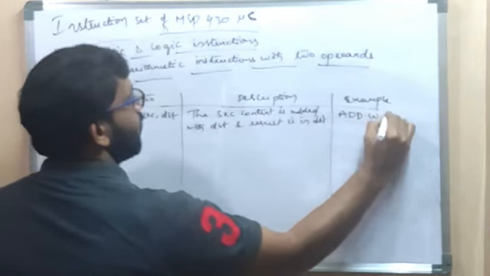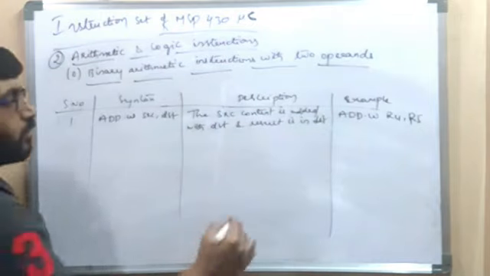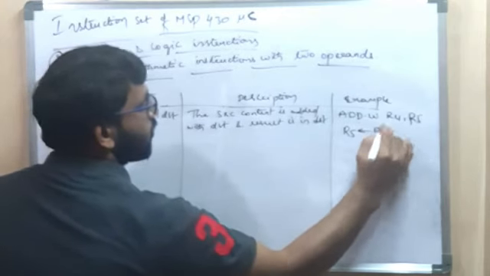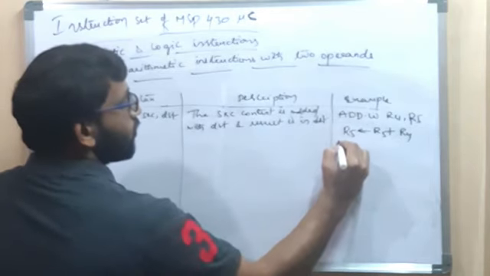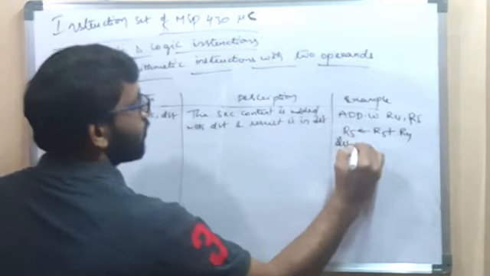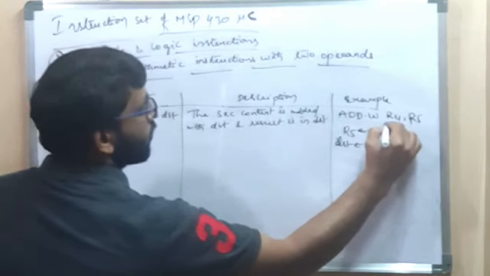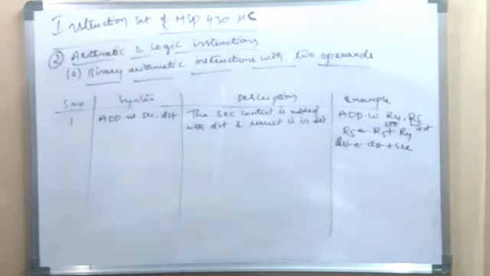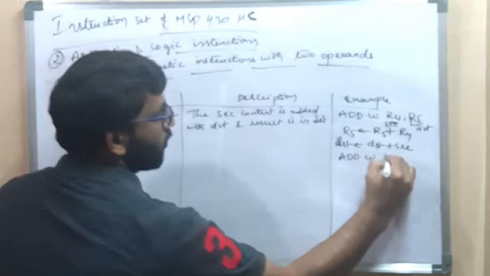If you take the example, add dot w R4, R5, register addressing mode, right? R5 implies R4 plus R5. The syntax is destination implies destination plus source. So in this case, source is this one, destination is this one, right? So this is the example of register addressing mode, and this is the example of immediate addressing mode.